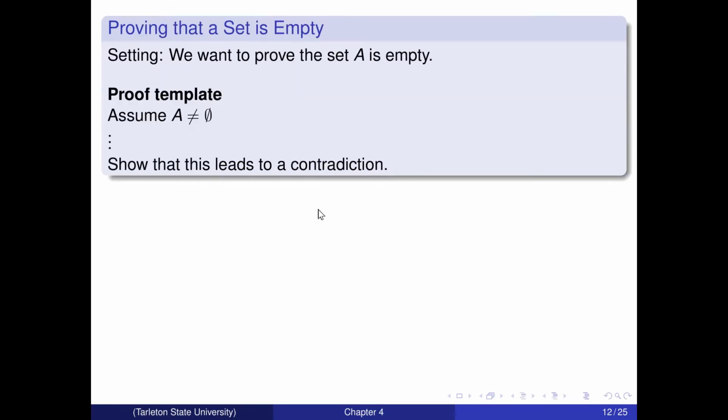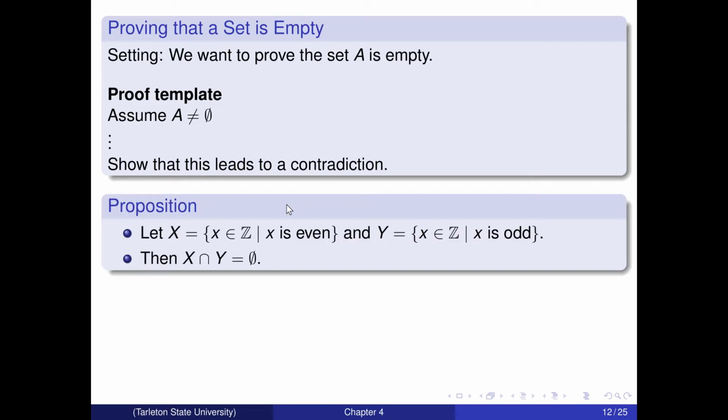All right, guys, so the next type of proof template we're going to look at today is proving that a set is empty. Now, we're fundamentally going to use a contradiction approach on this. We want to prove that a set is empty. One of the easiest ways to do this is to just assume it's not empty, and again, show that leads to a contradiction. So the example we're going to look at here is, let capital X be the set of all integers x such that x is even, and capital Y be the set of all integers x such that x is odd. And we're going to prove that X intersect Y is empty.